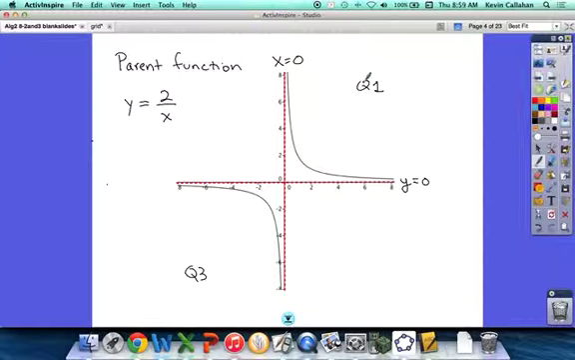Now from here, we're going to do what we did with all the other graphs that we did. We're going to see how do we move this thing around by adding numbers, putting minus signs in front, things like that. Got it?